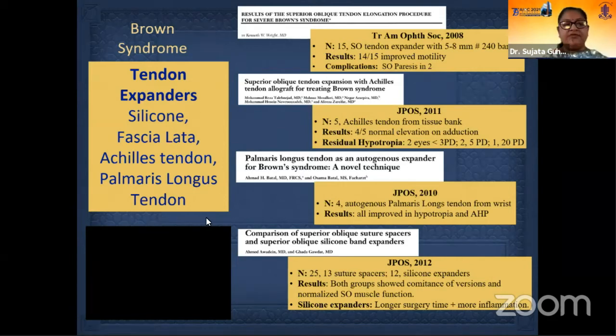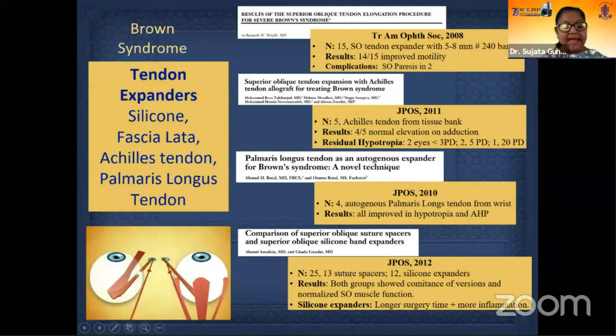However, the disadvantage of all of them is that they are all external. They can all cause granuloma. They can all be extruded, especially the silicone tendons, and they can all cause a lot of adhesion around that area, which itself can give rise to a little limitation in that area.